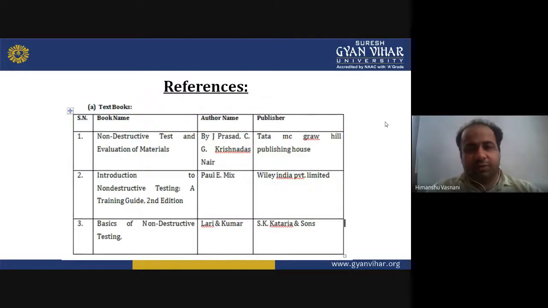So these are the references which you can refer to and increase your knowledge in this topic. These topics are very important when you talk about eddy current inspection. So try to refer to these references and have a good upgrade in your knowledge.